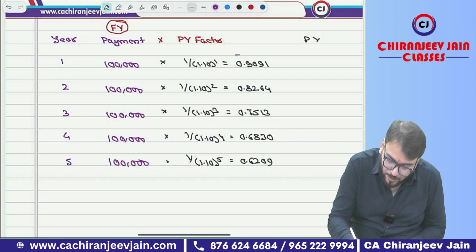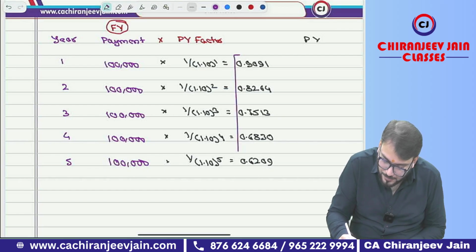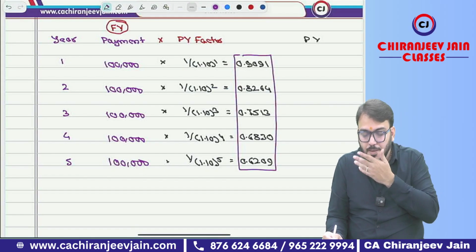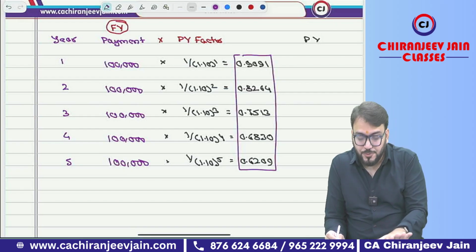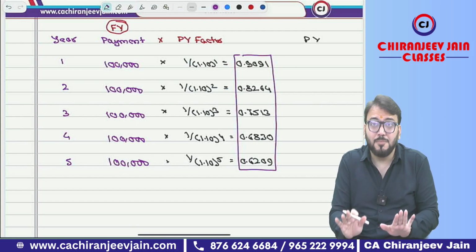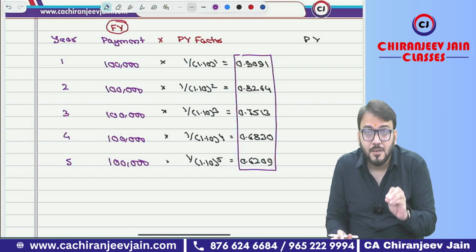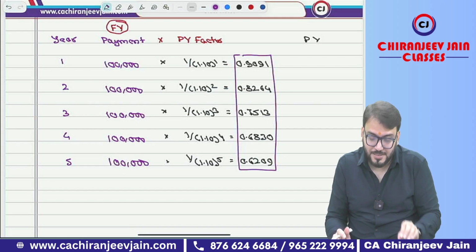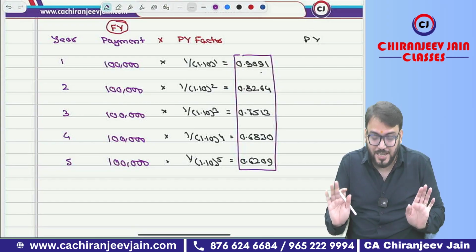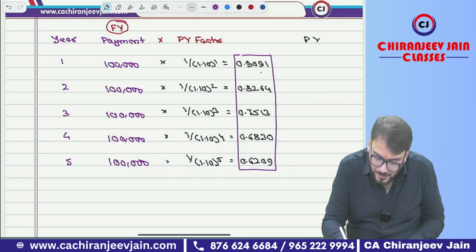Are you getting the same amount or not? Have you understood this point? This is mathematics. I am not teaching accounting. This is mathematics and FM. Correct? Yes, sir. Have you got the same amount or not? Yes, sir, we are getting. Now multiply.